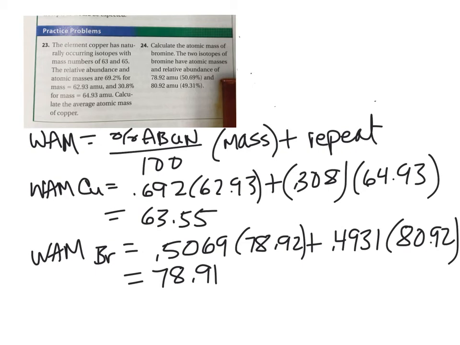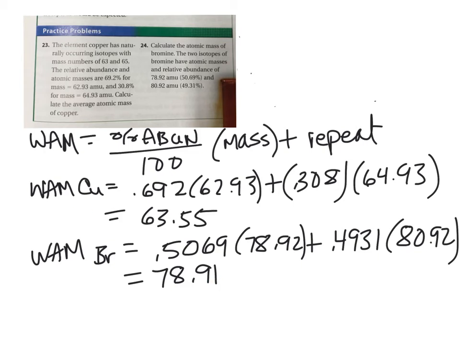And for the weighted average mass of bromine, they give you percentages and masses. You take the percent and divide it by 100, and multiply it by the mass associated with that. Do the same for the other one, and you get an answer of 78.91 for the weighted average mass of bromine.